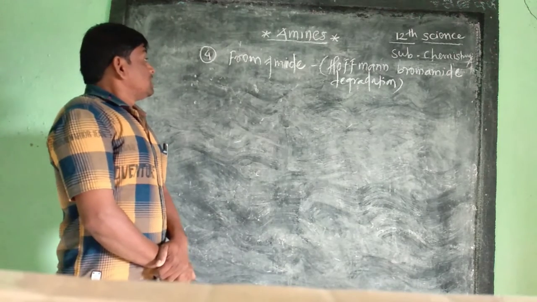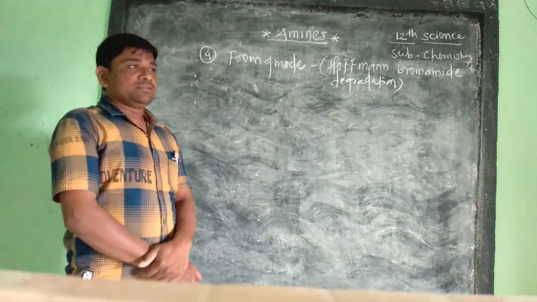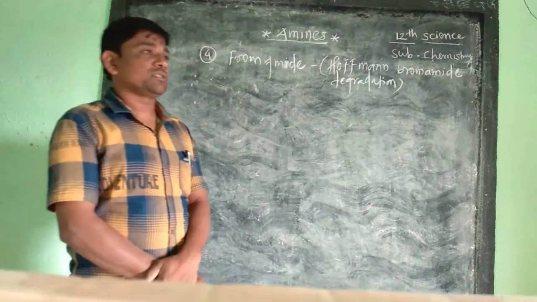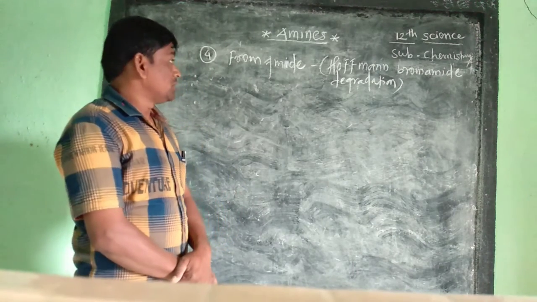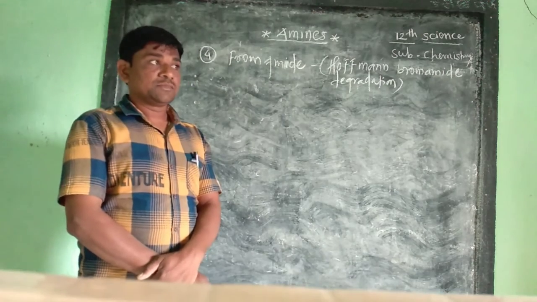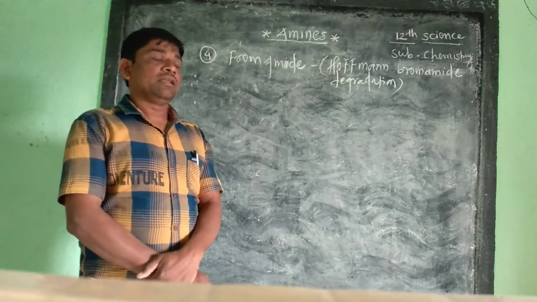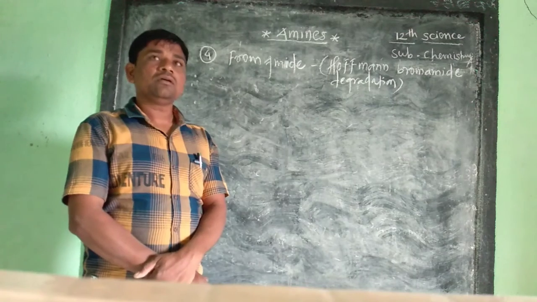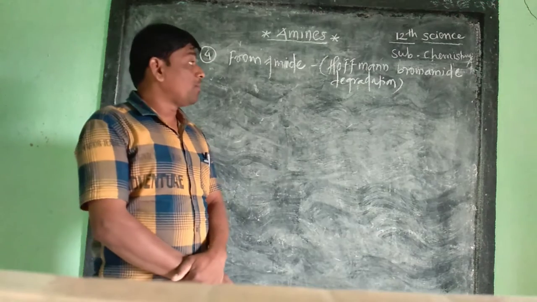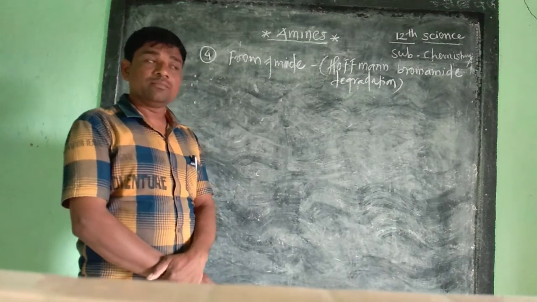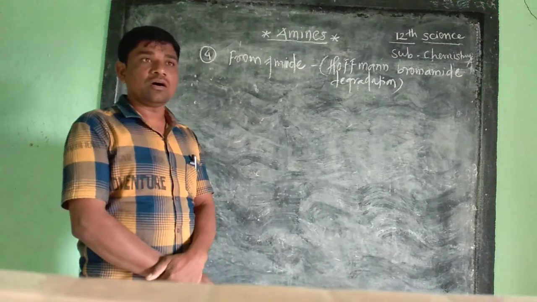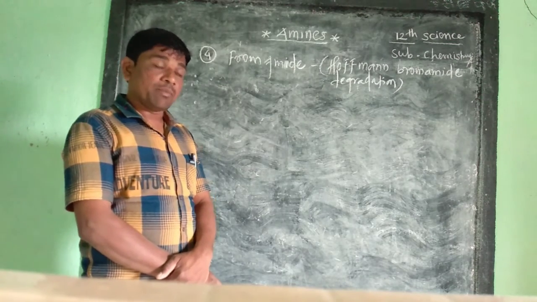Now, in this case, when an amide is reacted with bromine in an alcoholic or aqueous solution of sodium hydroxide, it gives the primary amine. This reaction is useful to decrease the length of the carbon chain by one carbon atom. That's why the reaction is known as the Hoffmann bromamide degradation.